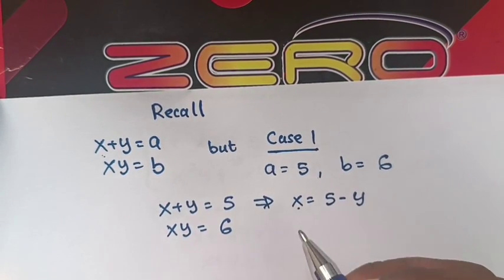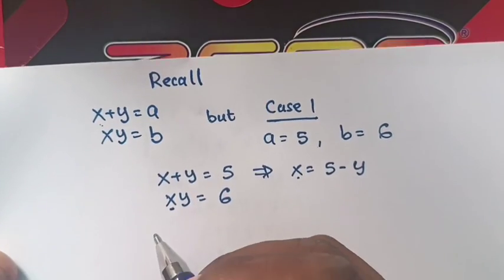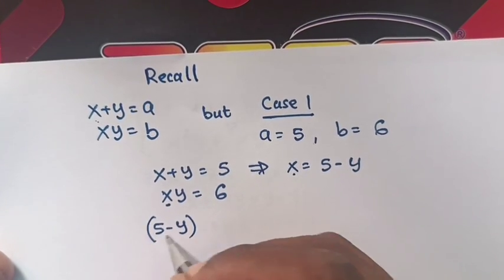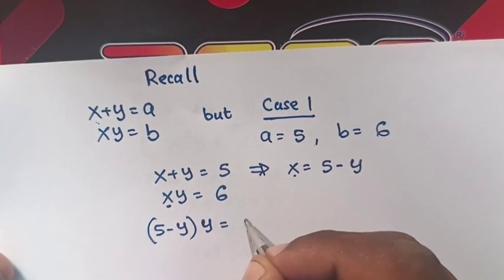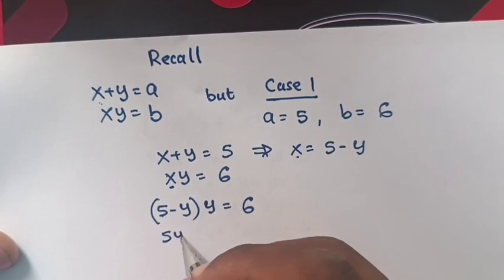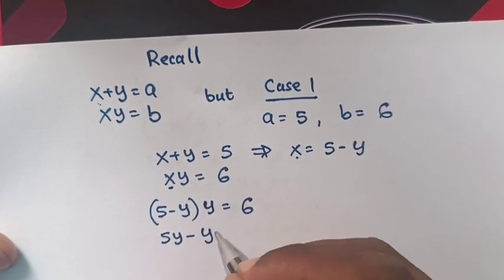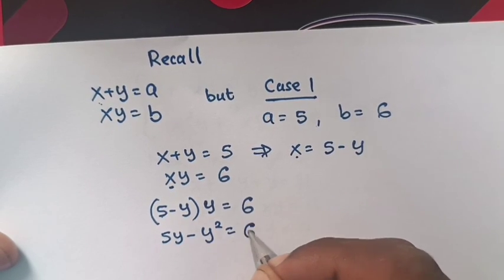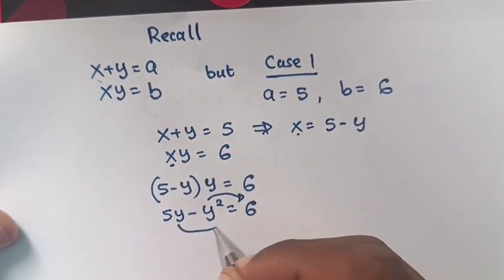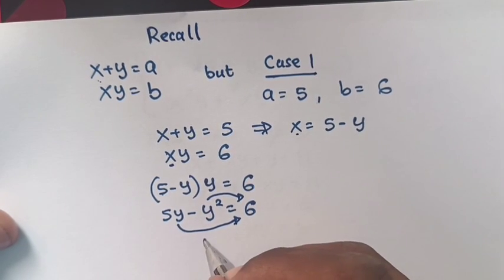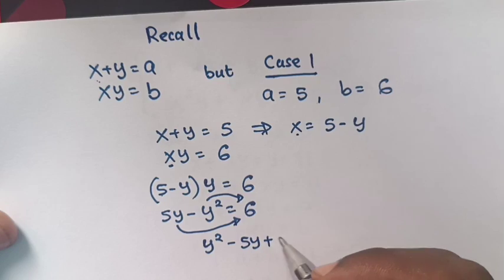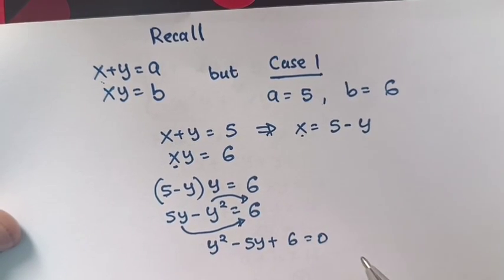Then we substitute the equation of x into here, so it will be (5 minus y) times y is equal to 6. Then this times this is 5y, minus this times this is y squared, is equal to 6. So this we take to the right side and this to the right side. So it will be y squared minus 5y plus 6 is equal to 0.